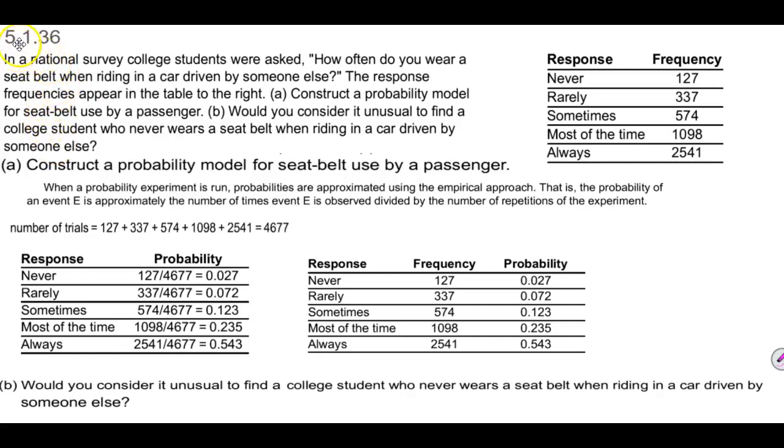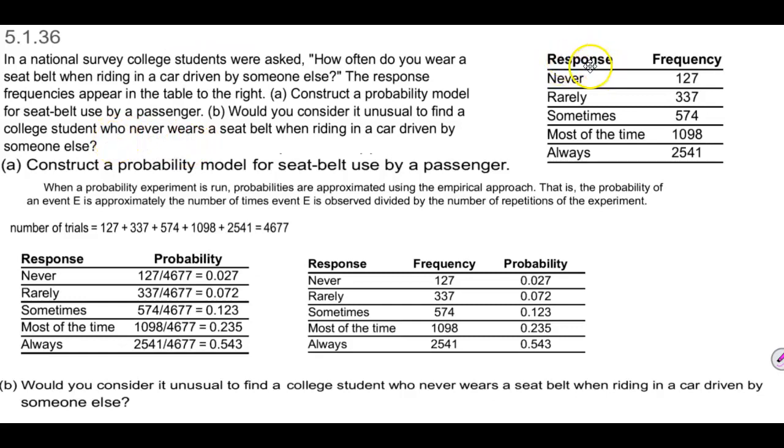Okay, now for section 5.1.36, the question states that in a national survey, college students were asked, how often do you wear a seatbelt when riding in a car driven by someone else? The response frequencies appear in a table to the right. We want to first construct a probability model for seatbelt use by a passenger, and then part B, would you consider it unusual to find a college student who never wears a seatbelt when riding in a car driven by someone else?